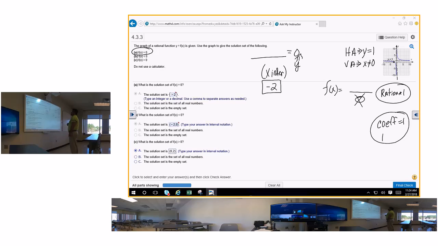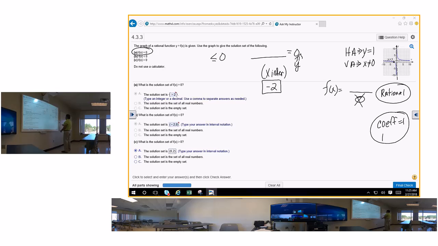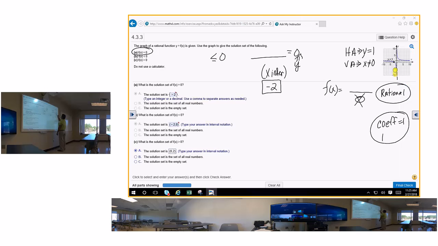Where is the function less than 0? If the function is less than 0, that means the function is below the x-axis. So where is the function below the x-axis? From 0 to negative 2, right here. I'll highlight it for you. That blue line right there is below the x-axis.